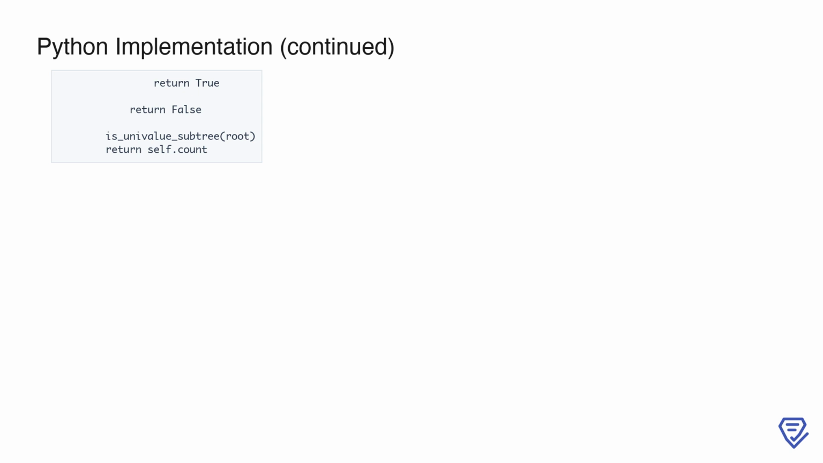Finally, the helper function is called on the root node, and the total count of Univalue subtrees is returned as the result. This structure ensures that we traverse the entire tree and correctly count all Univalue subtrees.